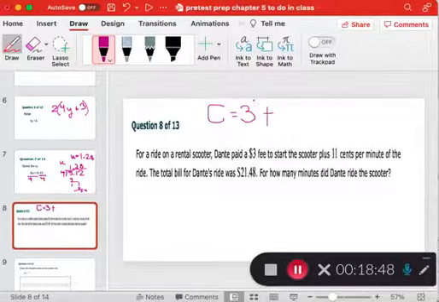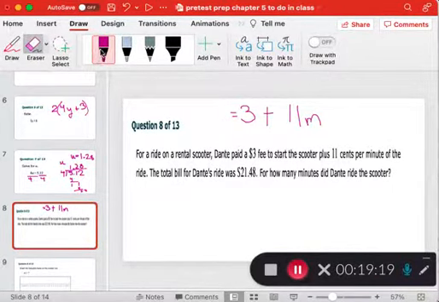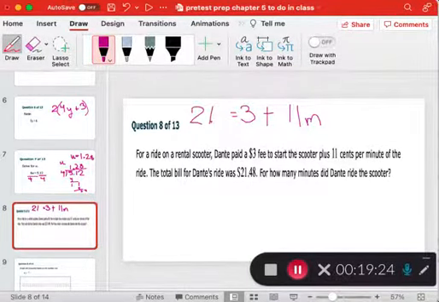Okay, so the $3 starting fee is what he's going to pay no matter what. And then he's going to pay 11 cents per minute, so every minute he rides is going to be 11 cents. 11 times something, like 11m. Wouldn't this be the cost equation right there? Now we have not put in the $21.48, but that would be your cost equation. So now to solve it, we're going to take the C and change it out for 21.48.